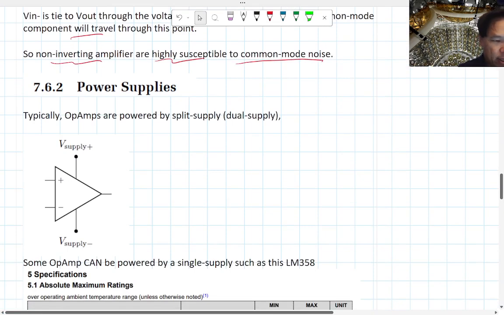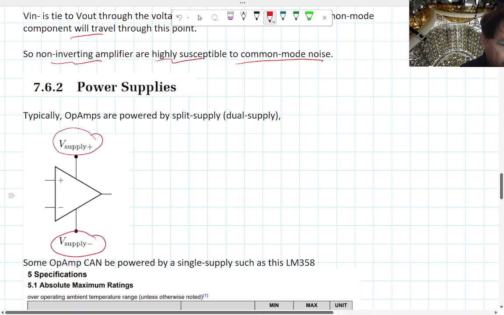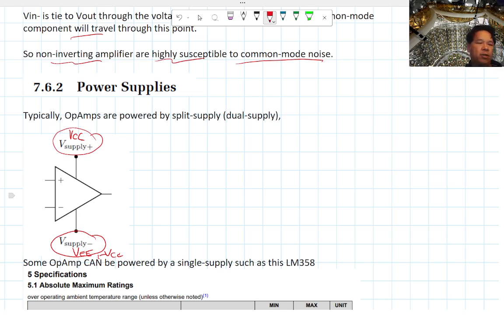Okay, so now let's talk about the power supply. As you see in the circuit diagrams, your op amp has to be powered by a V plus and a V minus. So in the lab manual, you're going to see this as VCC, and this may be VEE, but sometimes denoted negative VCC. Okay, depends on the nomenclature. There's all kinds of ways to denote this.